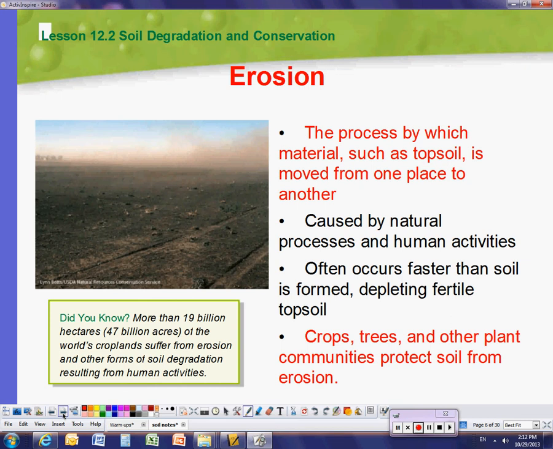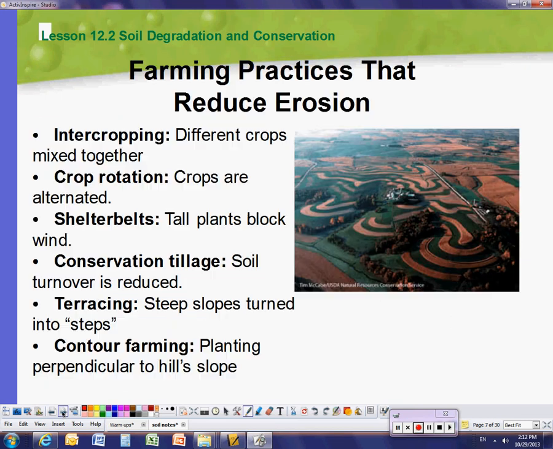Root systems will help prevent erosion, but if there are no plants or trees there, then erosion can very easily occur. With the different types of agriculture, we can help reduce erosion. So by not doing straight lines on here, by doing the curved lines, this will actually help prevent erosion because of the wind patterns.